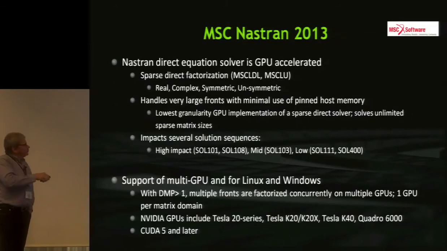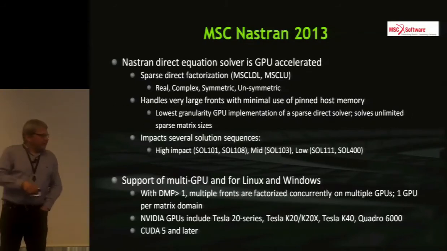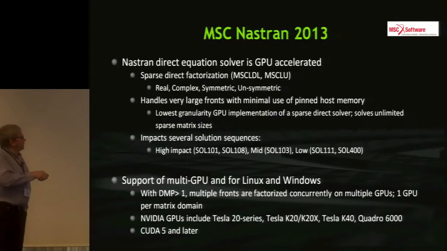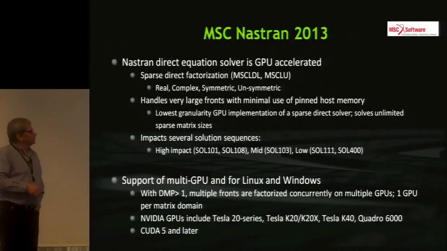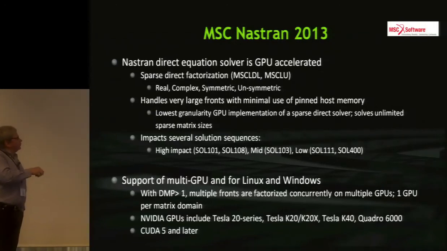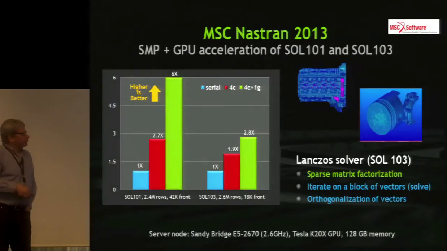Multi-GPU is supported in Linux and in Windows, and with DMP, distributed memory parallel, larger than one, multiple fronts are factorized concurrently on multiple GPUs, so multi-GPUs are supported, and one GPU will be used per matrix domain. All the latest GPUs are supported, which means Fermi-based GPUs and also Kepler-based GPUs, including the Quadro 6000 GPUs, and you need CUDA 5.0 or later.